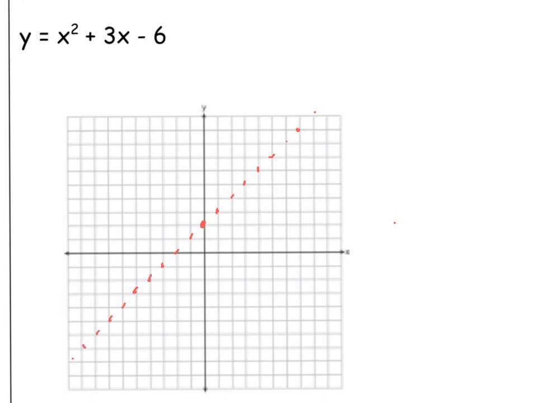Okay, so there's the graph of our line, y equals x plus 2. So this is a linear equation, but we're going to see if we can get a solution when we have a quadratic equation. So on the quadratic equation, y equals x squared plus 3x minus 6, this one has a y-intercept of negative 6.